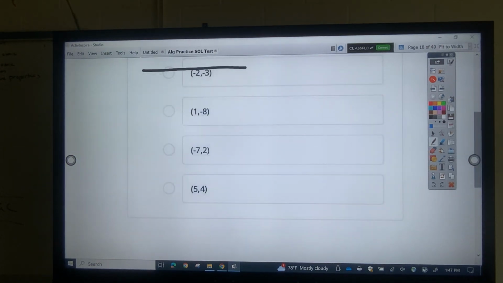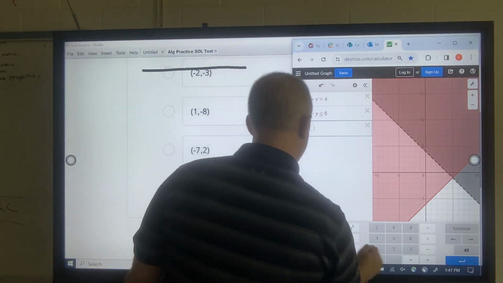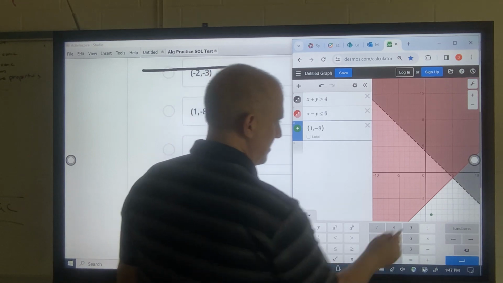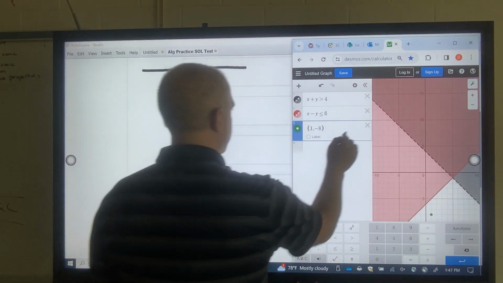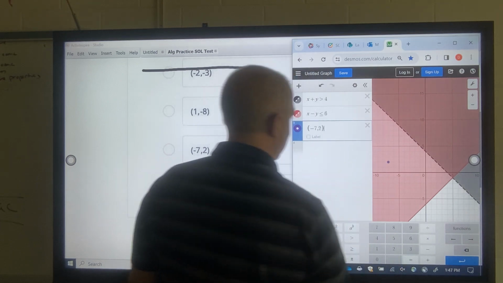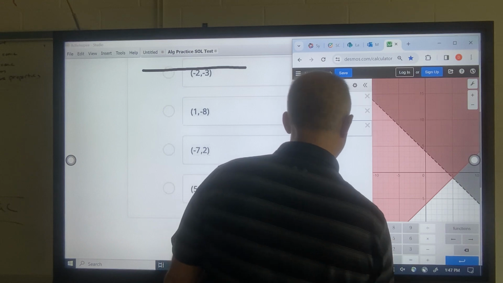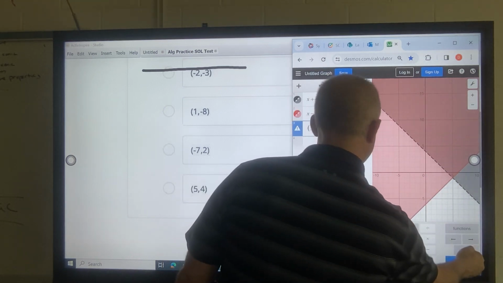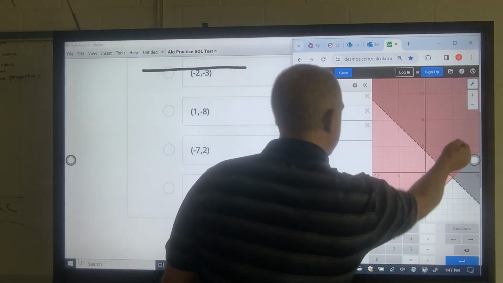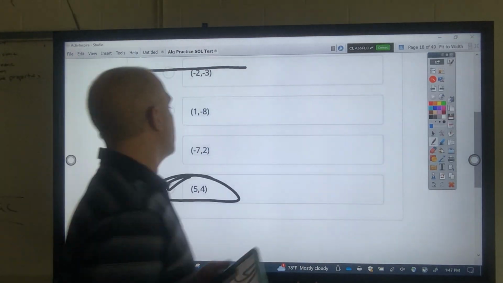Okay, 1, negative 8. That's not in the darkest area. Negative 7, 2. That's not in the darkest area. 5, 4. Okay, that one showed up in the darkest area. So that's the one we pick.